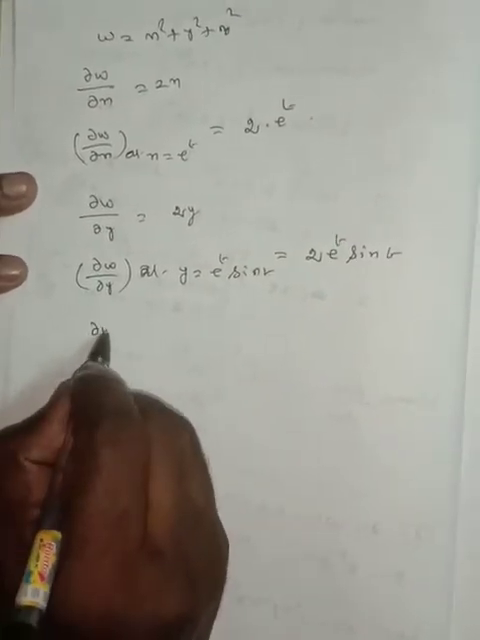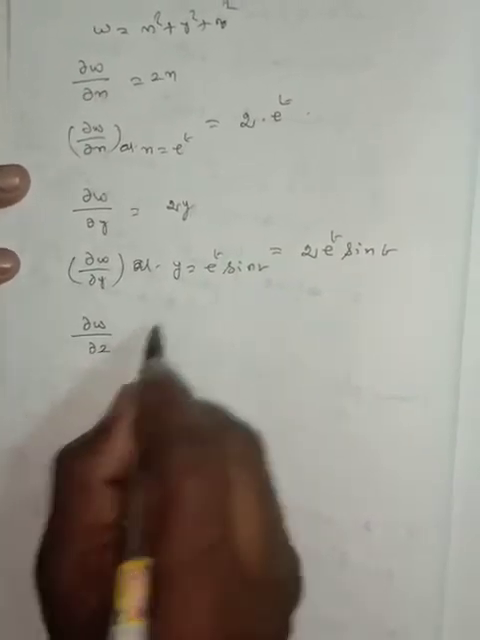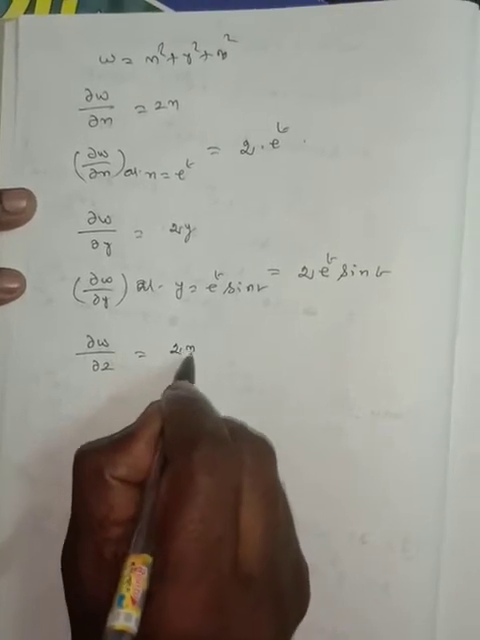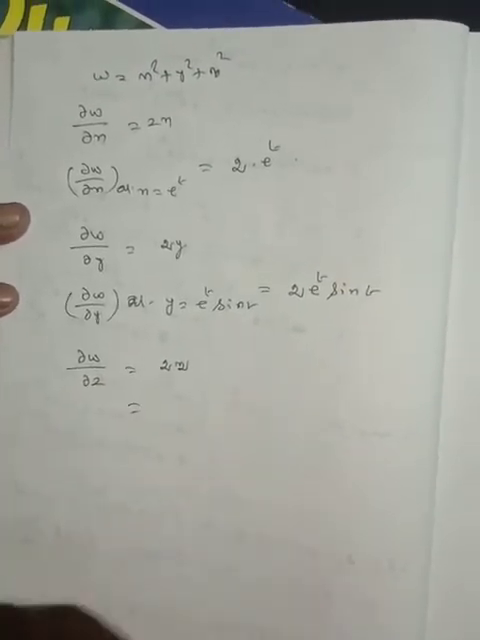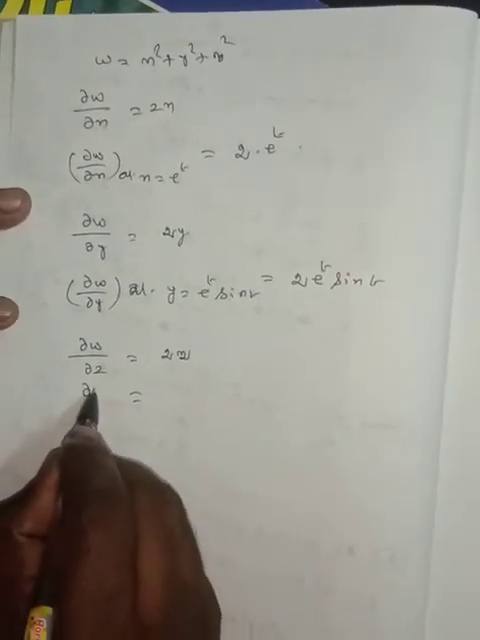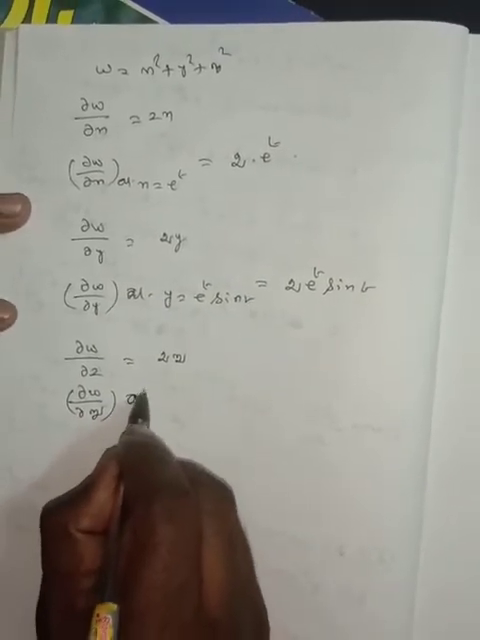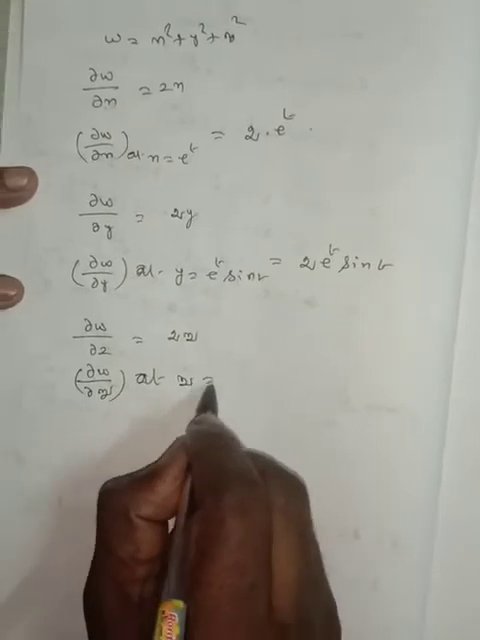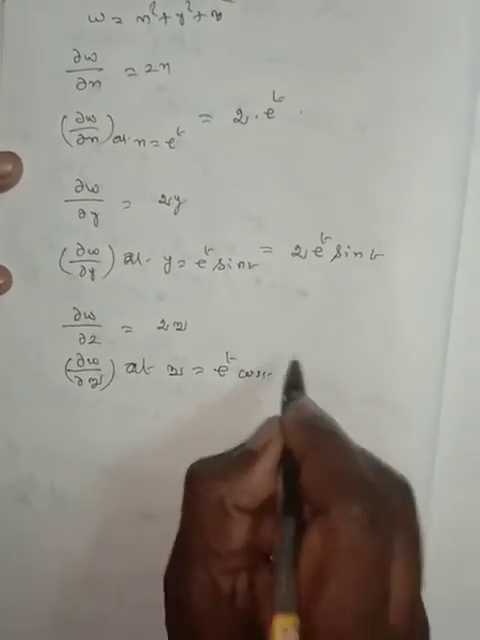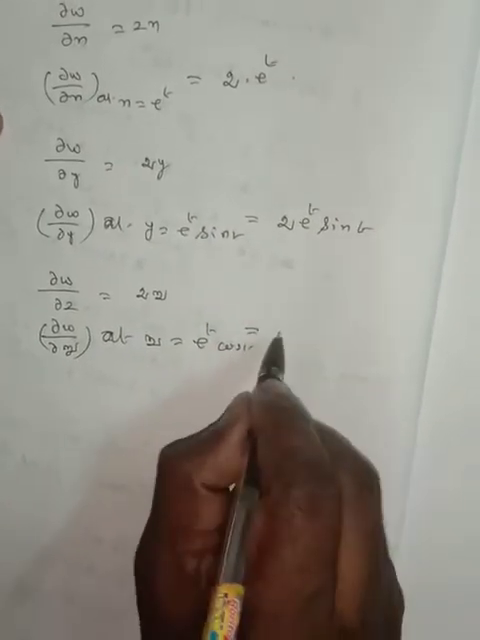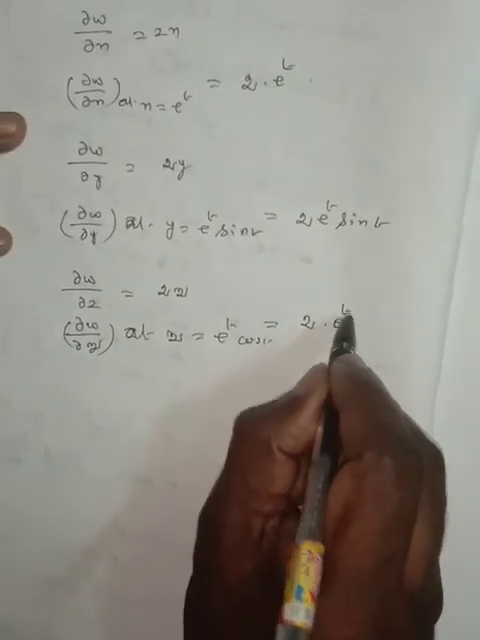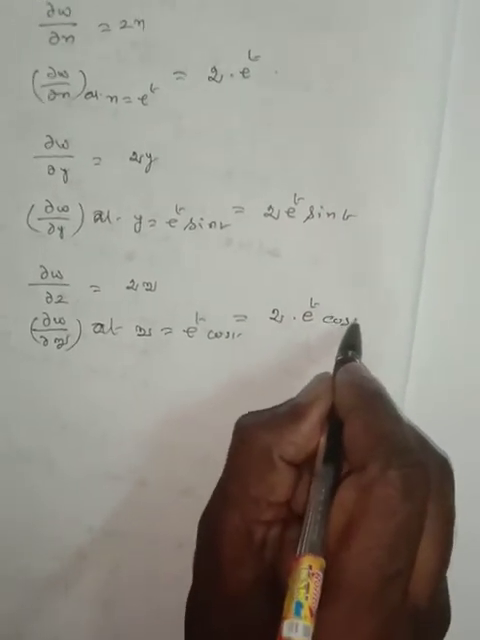Next, dou w by dou z is equal to 2z. Dou w by dou z at z is equal to 2 into a to the power of t cos t.